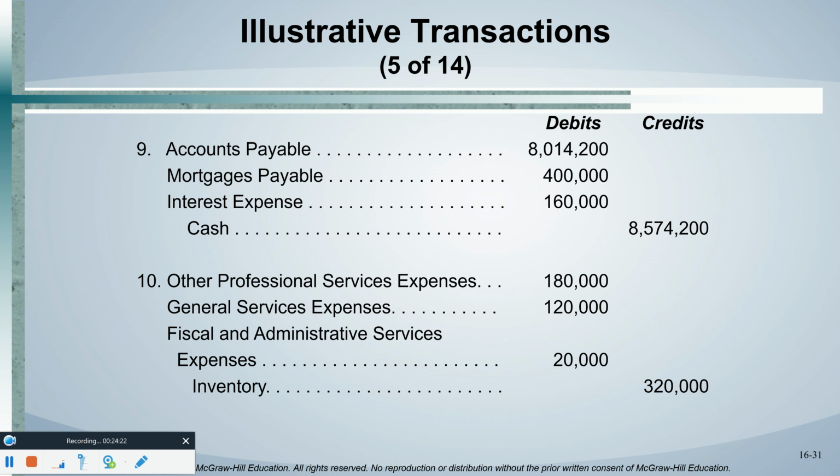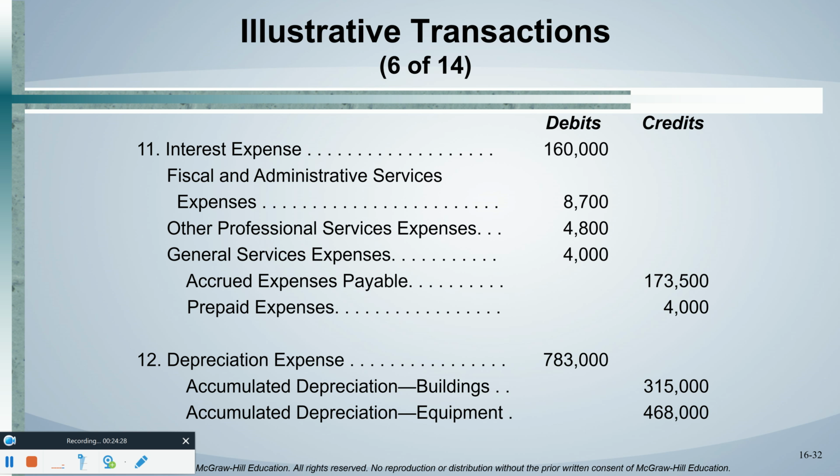But anyway, we're debiting the various expenses and we're reducing the inventory with a credit. All right, journal entry 11, all we're doing here is we're reclassifying some of our expenses that we're accruing for expenses. So we're debiting the expenses, we're crediting the accounts payable or the accrued expenses payable. In addition, some of the expenses were previously prepaid, and so we're just reclassifying out of the prepaid expense and into the expense. Journal entry 12 is the normal depreciation journal entry.